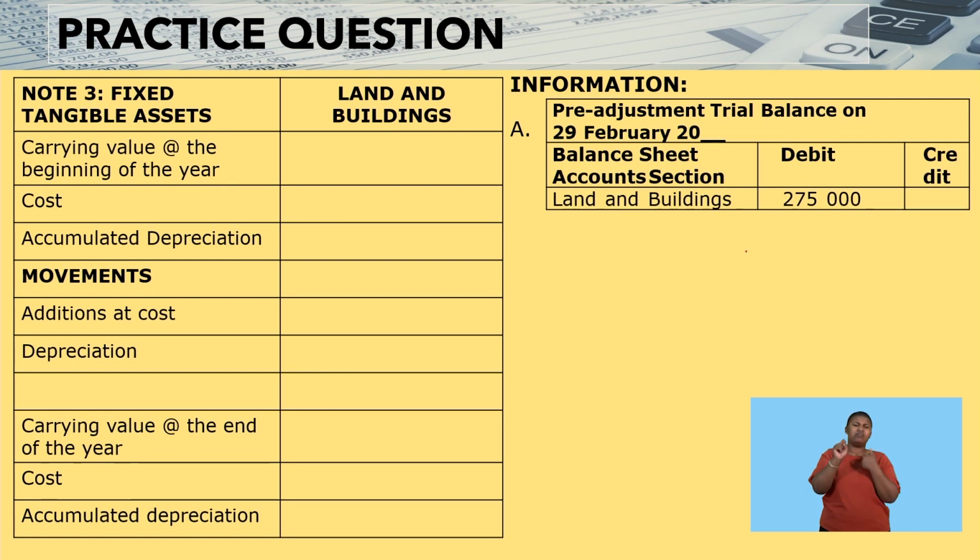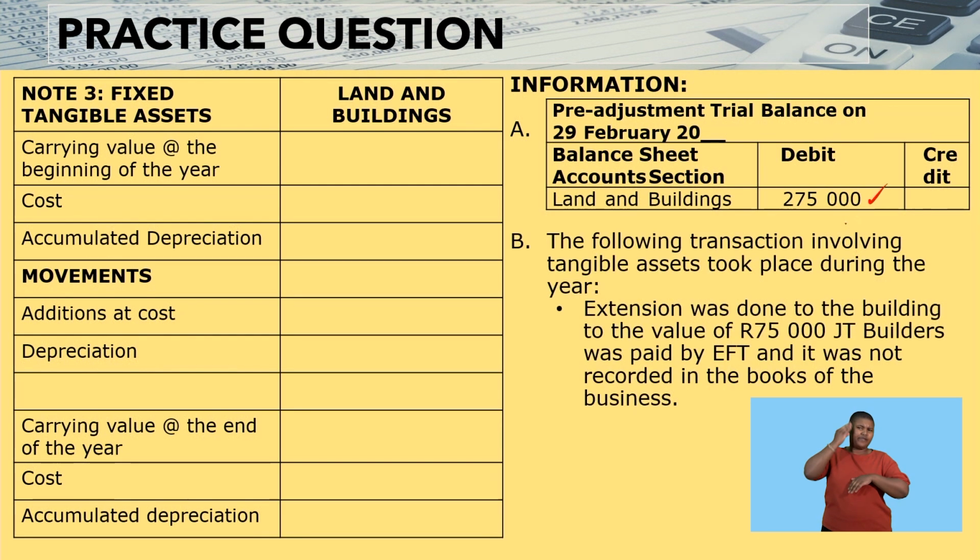So we are given an amount from the pre-adjustment trial balance. This is only an extract. And then we have 275,000. More information reads, the following transactions involving tangible assets took place. Extensions were done to the building to the value of 75,000. JT Builders was paid by EFT and it was not recorded in the books.